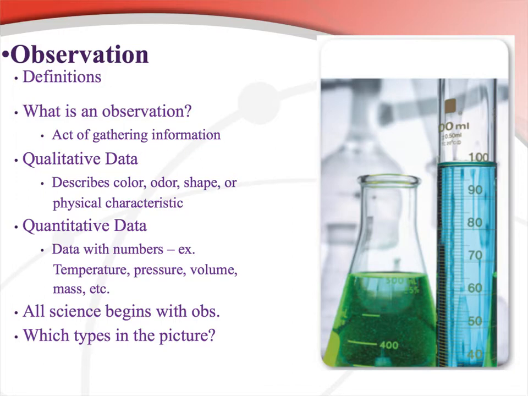There's two types of data that we can gather. We can gather qualitative data, which is data that describes color, odor, shape, or physical characteristic, okay, and then there's quantitative data. This is data with numbers, so temperature, pressure, volume, mass. So something is 37 degrees Celsius. It's got 2.5 atmospheres of pressure. It's a volume of 257 milliliters. It's got a mass of 16 grams, okay? Data with numbers is quantitative.